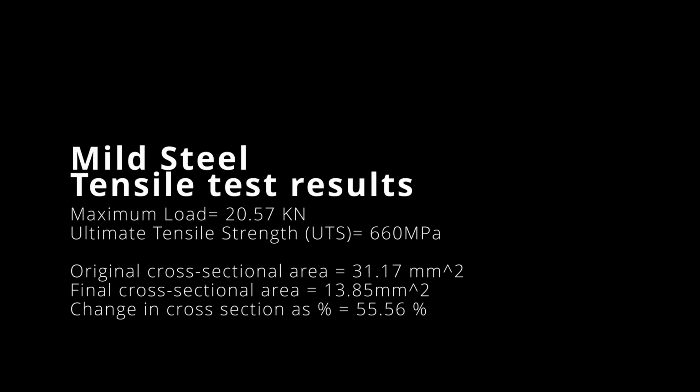These are the test results for the mild steel tensile test. The maximum load that the sample could withstand was 20.57 kilonewtons. The ultimate tensile strength of the material was 660 MPa.